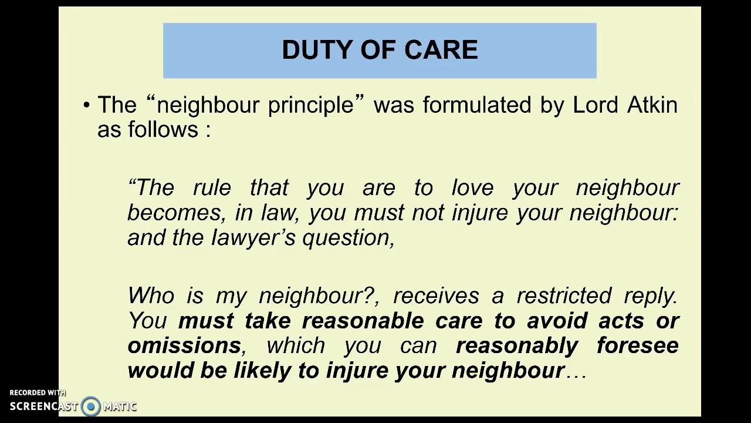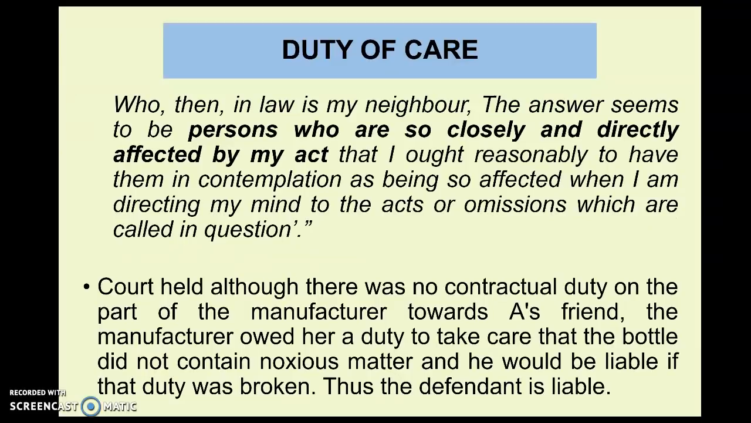Okay, we have seen the video on Donoghue v Stevenson. What is important here is the neighbor principle formulated by Lord Atkin, which says that the rule that you are to love your neighbor becomes in law, you must not injure your neighbor. And the lawyer's question, who is my neighbor? You must take reasonable steps to avoid acts or omissions which you can reasonably foresee would be likely to injure your neighbor. So, who is your neighbor?